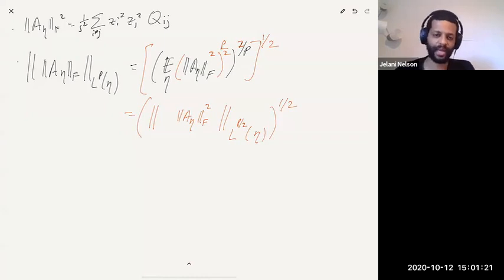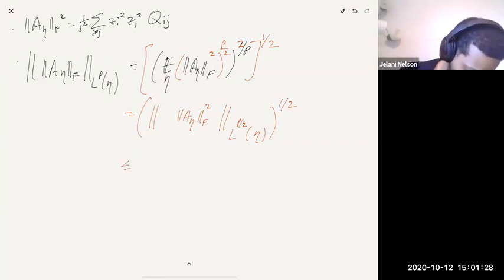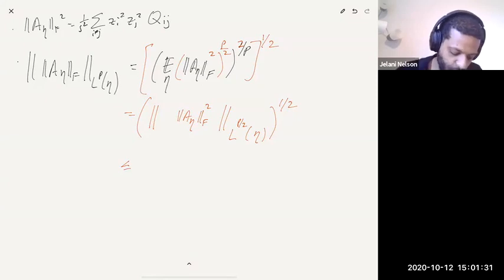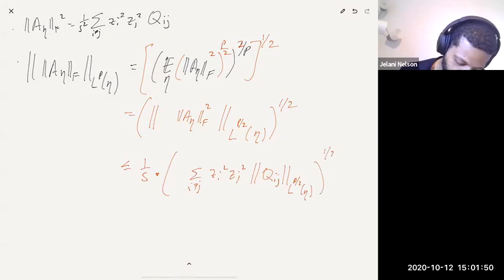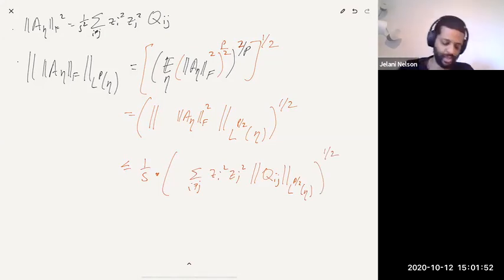So now the point is, I basically want to know the norm of the Frobenius norm squared. And then I can use the triangle inequality. This is at most 1 over s squared, but there's a square root on the outside, so this is 1 over s times the sum over i not equal to j of zi squared, zj squared, and then the norm of qij. That was just the triangle inequality and using what I wrote down as the Frobenius norm squared.